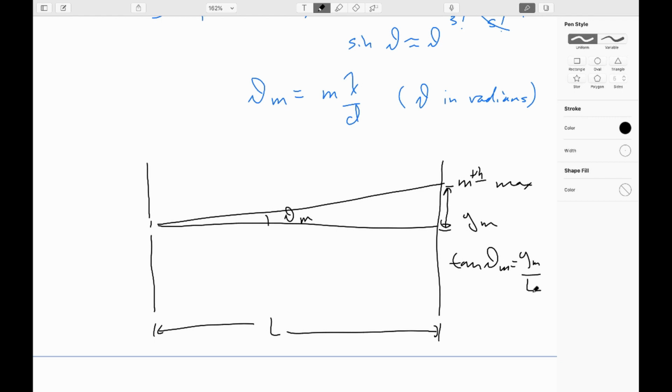Now, it turns out that, again, for as tiny as the angles are that we're dealing with, the sine of theta and tangent of theta are basically equal, and they're both basically equal to theta. So if you just want to cheat it a little, you can go ahead and say that theta m is approximately ym over L. And then we can go ahead and put in what we had before here to get that, after rearranging, ym is equal to m lambda L over d.